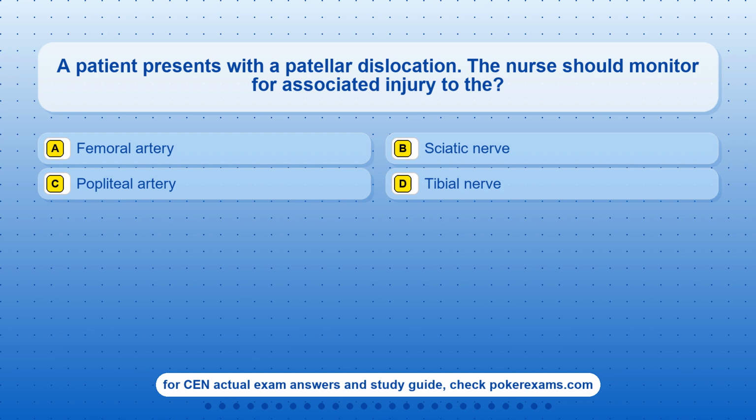Question 4. A patient presents with a patellar dislocation. The nurse should monitor for associated injury to the: Option A, femoral artery. Option B, sciatic nerve. Option C, popliteal artery. Option D, tibial nerve.